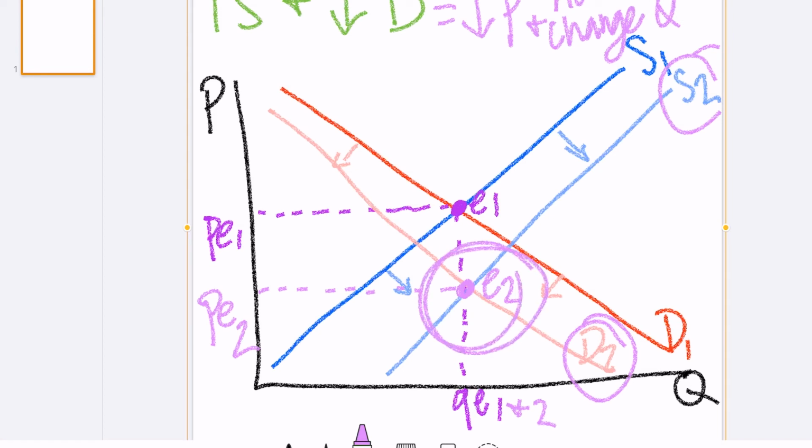Again, always look for where S2 meets D2. Always remember an increase is a shift to the right, while a decrease is a shift to the left. And this is an increase in supply, decrease in demand.